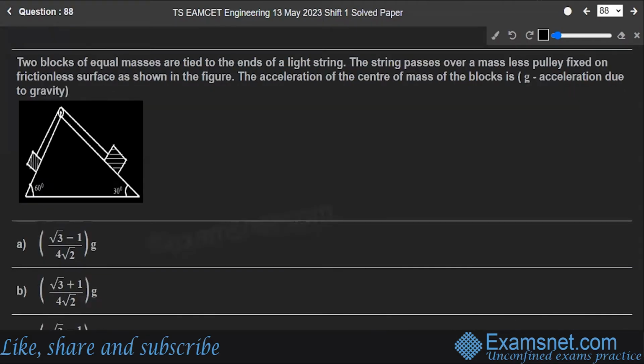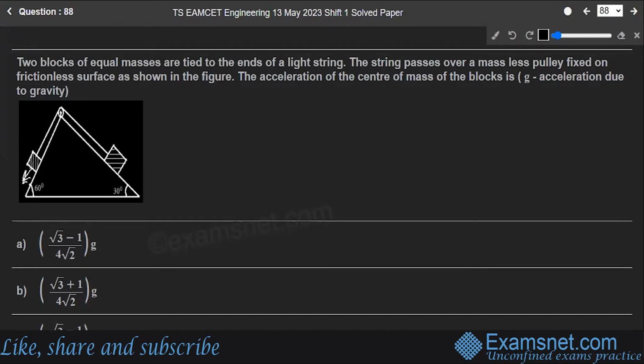Question number 88: two blocks of equal masses are tied to the end of a light string. So these are the two blocks which are having the equal mass m. The string passes over a massless pulley fixed on a frictionless surface as shown in the figure. So this is a string which is attached to this pulley. The acceleration of the center of mass of the blocks is, you have to take g as the acceleration due to gravity. So here it is, these are the two blocks with the equal masses.